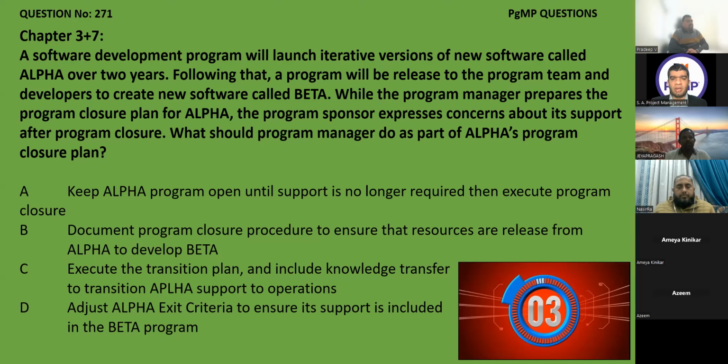Option C: execute the transition plan and include knowledge transfer to alpha to transition alpha to support operations. Who gave C? Somebody gave C. I gave C. Why? Because if you transfer the knowledge, it will support the alpha operations. That is the reason only I chose C.